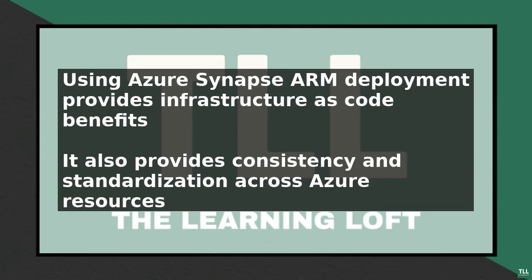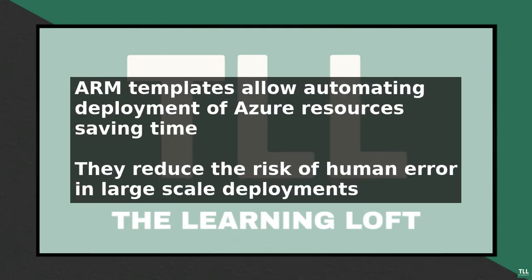Practical example. To illustrate the benefits of Azure Synapse ARM deployment, let's consider an example. Suppose you want to deploy an Azure Synapse workspace with a dedicated SQL pool and a serverless SQL pool. You can create an ARM template that defines the resources and their properties and then deploy the template to Azure. This approach ensures that the resources are deployed consistently and in a repeatable manner.